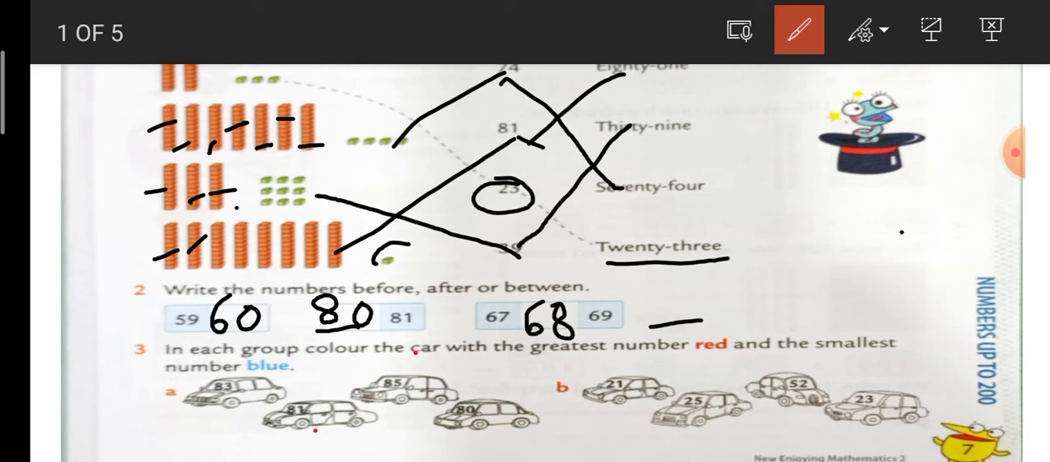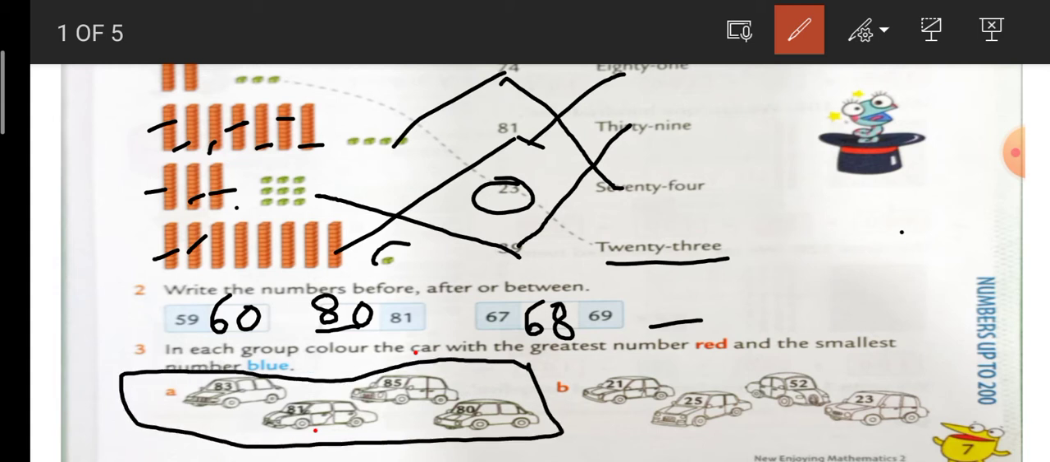Now in each group, color the car with the greatest number. Now see, this is one group, children. Color the car with the greatest number red and the smallest number in blue. What we are going to do is, we are not going to color it. I am just going to tick it with red and blue. First let us read the number. This is 83, this is 85, then here it is 81, and then here it is 80.